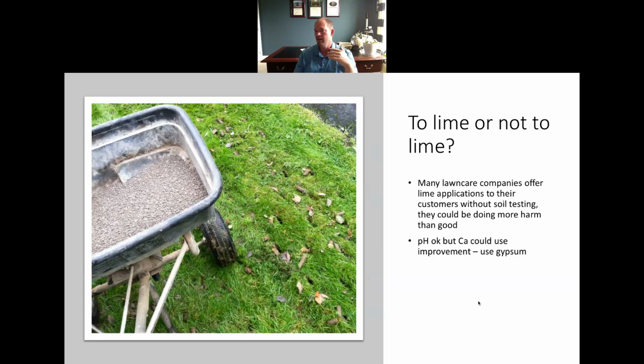In this case, where we might want to increase calcium but we don't want to change the pH, you're going to want to use gypsum. The other benefit of gypsum is that it also brings some sulfate along. That sulfate, again, is another secondary macronutrient to the plant. I am starting to see more sulfur deficiencies in the soil.